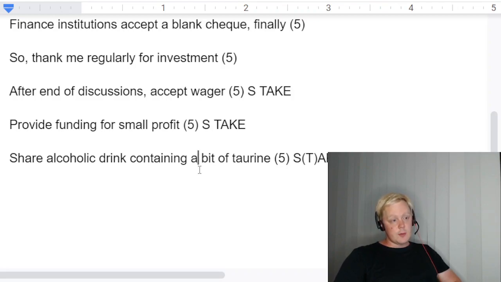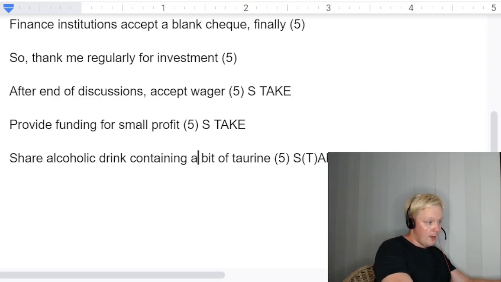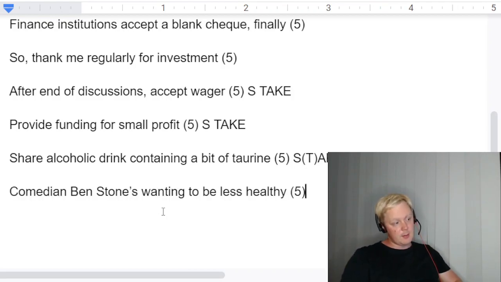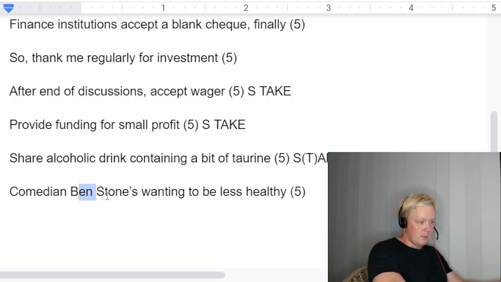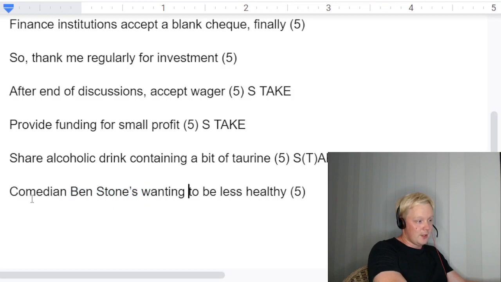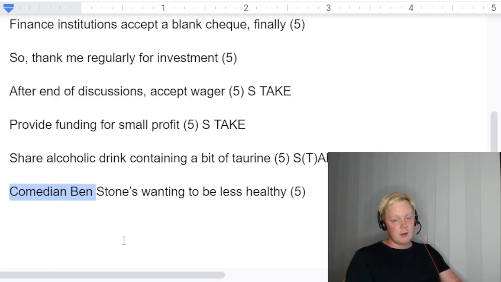And obviously we can do the opposite as well. So we can take the word steak and remove the T to get the answer sake. Or here we have another example of removal. So comedian Ben Stones wanting to be less healthy. And again, this is one of the types of clues where if you don't know how cryptics work, you might look up Ben Stone and realize that there is no comedian named Ben Stone, and wonder how you could ever solve that. But actually, this is comedian Ben Stiller.